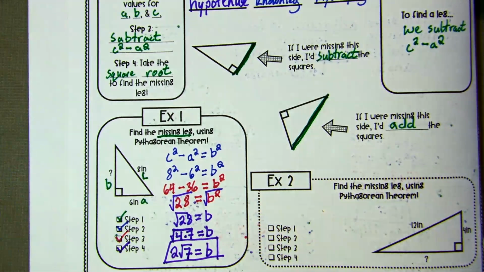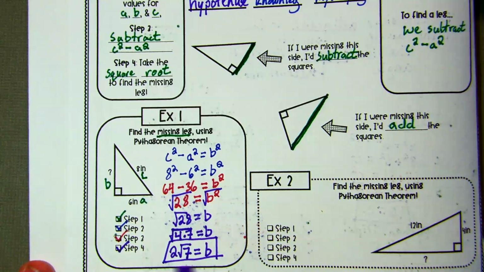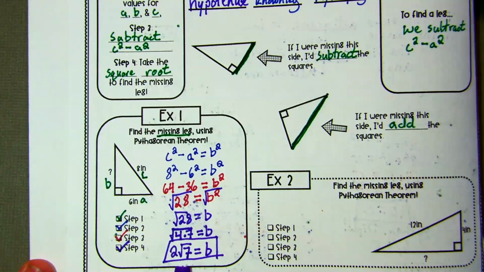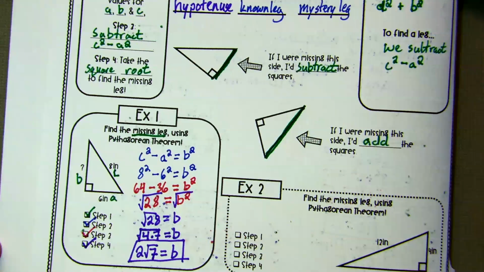Is this a Pythagorean triple? Yes or no? Yeah, so I'm seeing a couple no's here. And y'all are exactly right. Since we have this 2 radical 7, that's never going to be a whole number. So we do not have a Pythagorean triple.